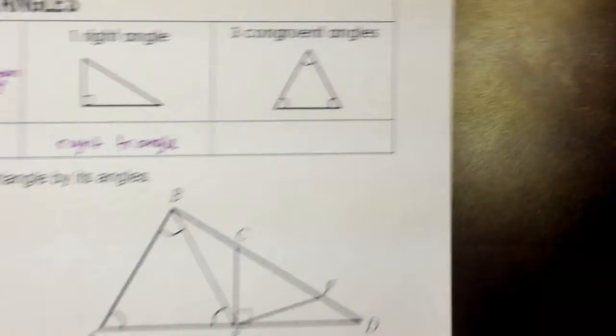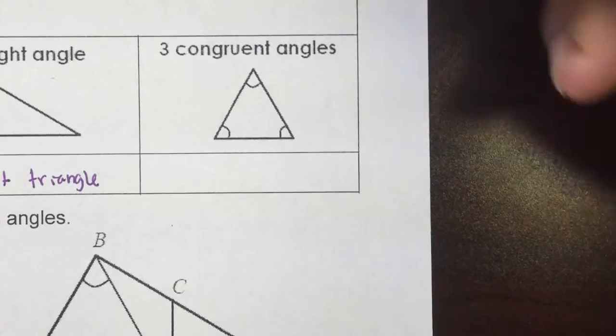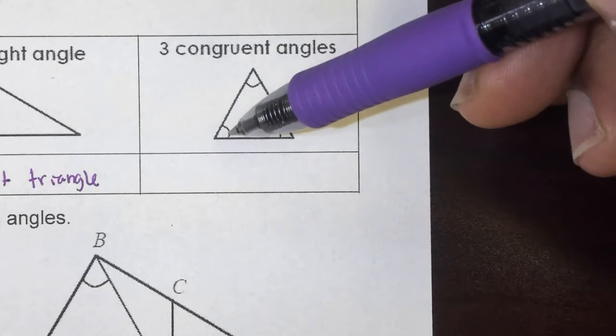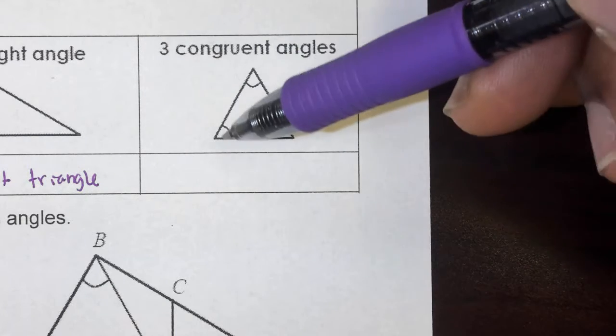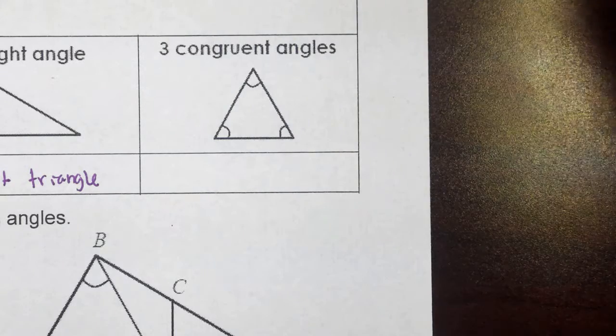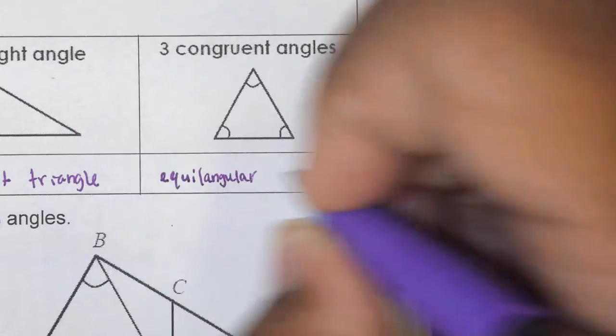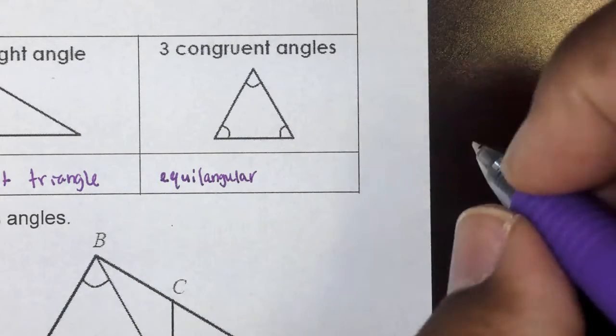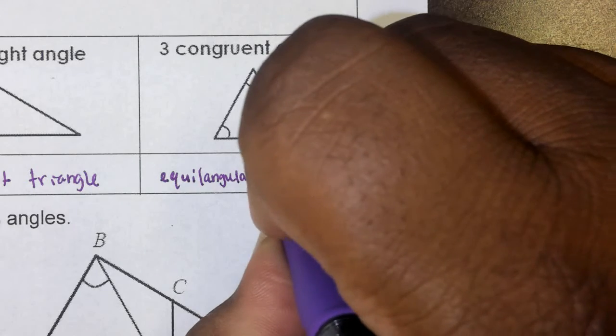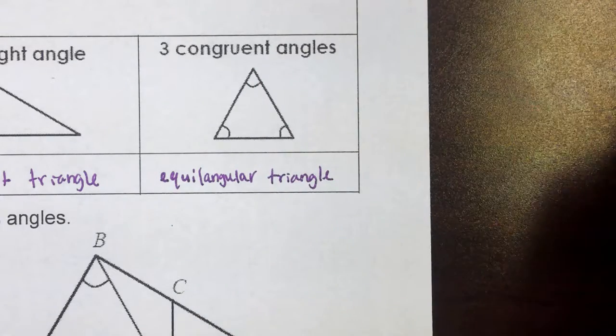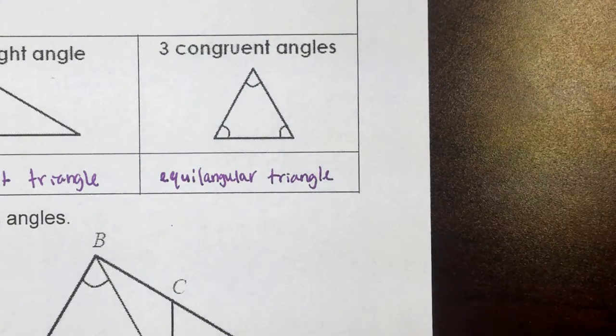And the last one, if all three angles of your triangle are congruent, and they're marking these all as congruent with the same arc marking, then your triangle is called equiangular. Equiangular triangle. It's one word. Equiangular.